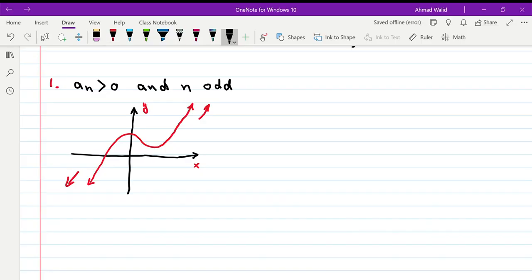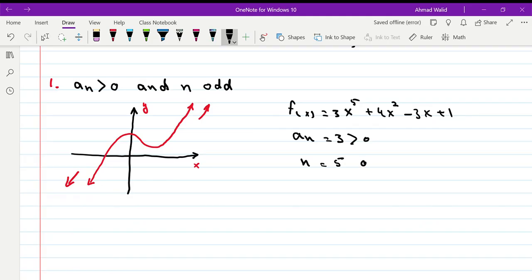How should I know if there is no graph, based on the given function? For example, they gave you f of x equals 3x to the power of 5 plus 4x squared minus 3x plus 1. What is the end behavior of this graph? How much is the coefficient? A of n is equal to 3. The leading coefficient is 3 and 3 is greater than 0. It means it's a positive number. What is the degree of your polynomial function? The degree is 5 and 5 is an odd number.